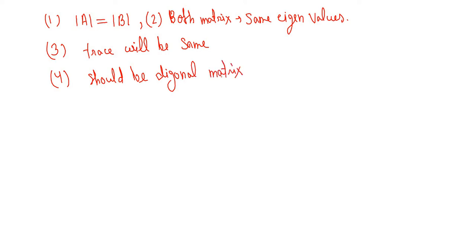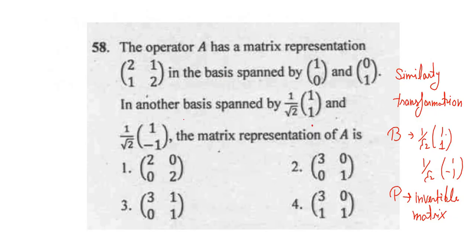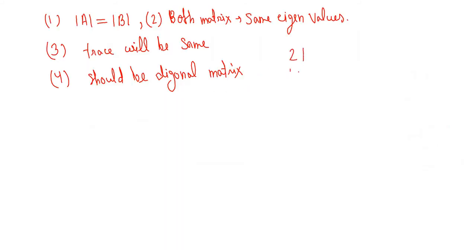Okay, so using these four properties, we will identify which matrix is in the basis of 1 by root 2 (1, 1) and 1 by root 2 (1, minus 1). The diagonal matrices in the given options are option 1 and option 2, so options 3 and 4 will be discarded. Now from 1 and 2, the trace of matrix 1 is equal to the trace of matrix 2, so we cannot identify using the trace property. So we will move towards the eigenvalue property. First we will find the eigenvalues of the matrix 2 1 1 2, using the determinant of 2 minus lambda, 1, 1, 2 minus lambda.